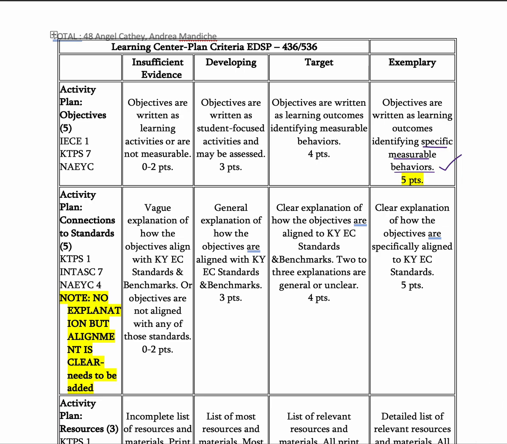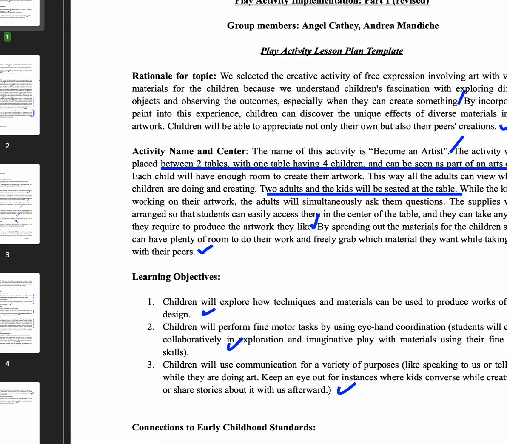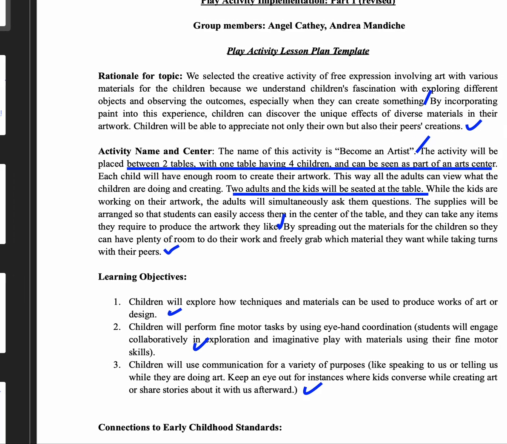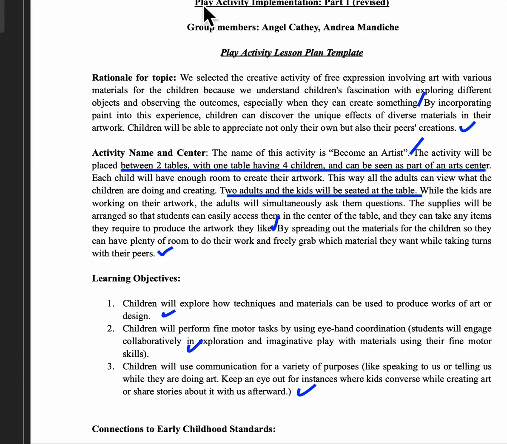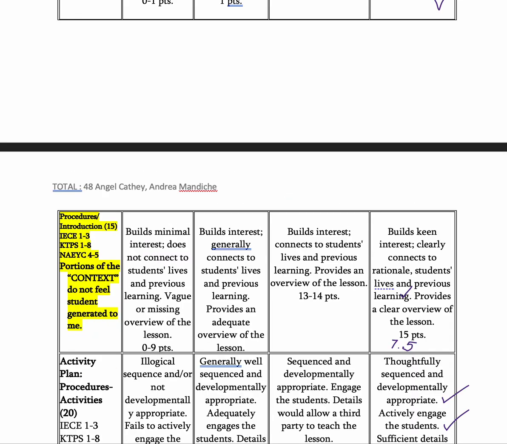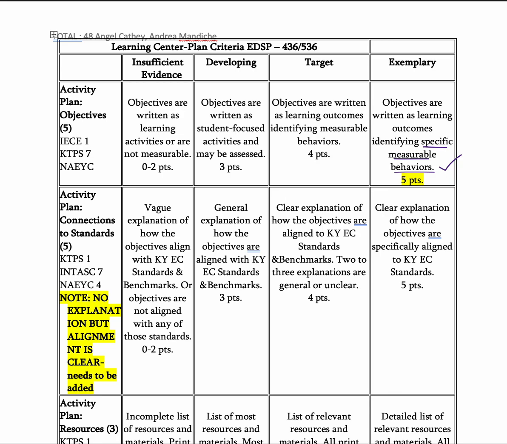Okay, Angel and Andrea, I'm going to go over your lesson plan, or excuse me, activity plan. I have the marked document here so that I'm going to try to go back and forth between the rubric and the document to show you what I mean in the cases where I have not awarded points.